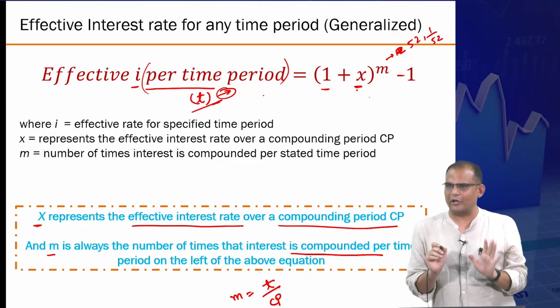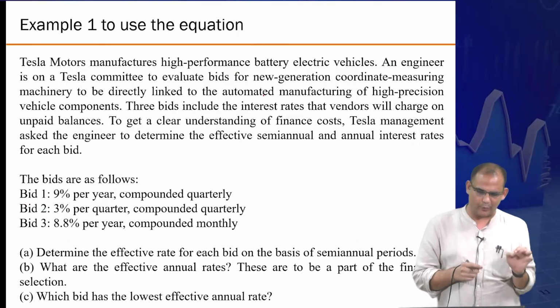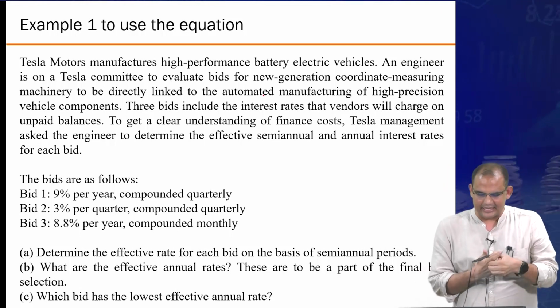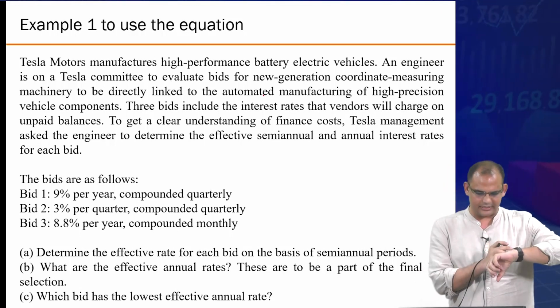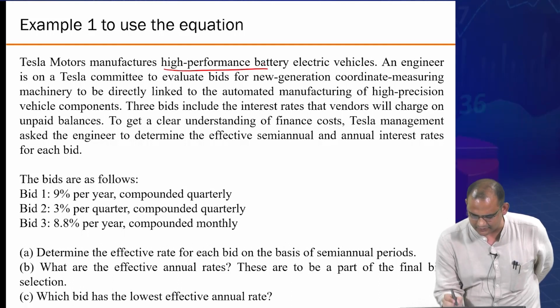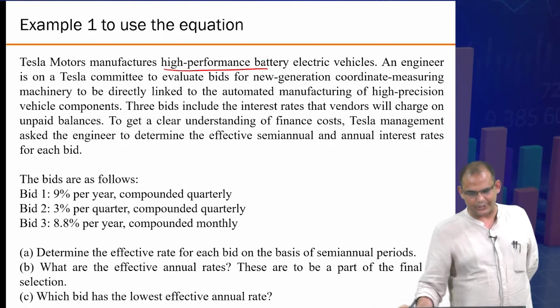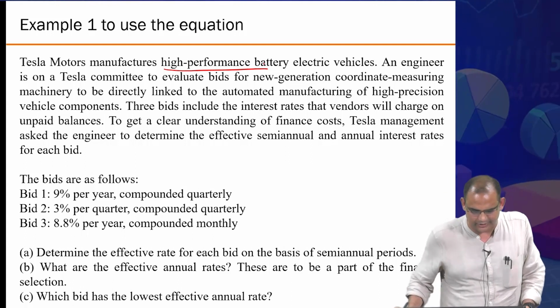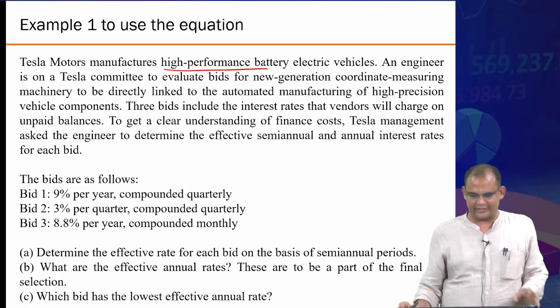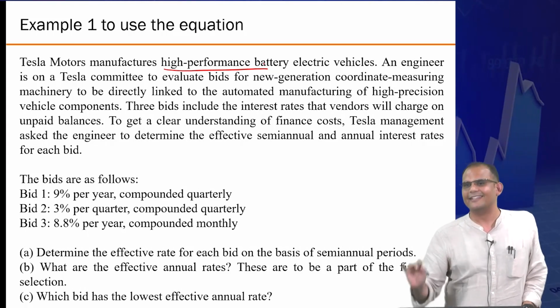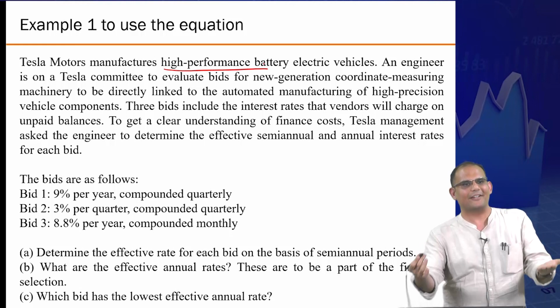Okay, follow with me. I will take you to the more complicated questions and let's see what's happening here. Tesla Motors manufactures a high performance battery vehicle, not anymore, but an engineer on Tesla committee wants to evaluate bids for new generation coordinate measuring machinery to be directly linked to the automatic manufacturing of high precision vehicle components. None of this is useful to you, but that's how the questions are formed.